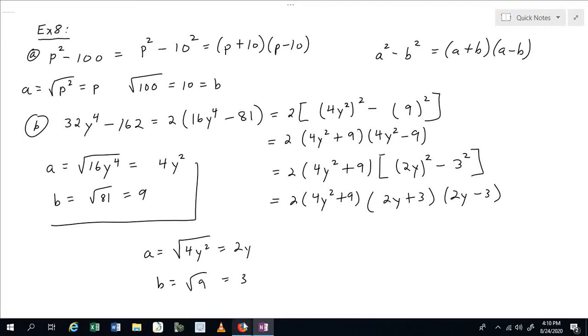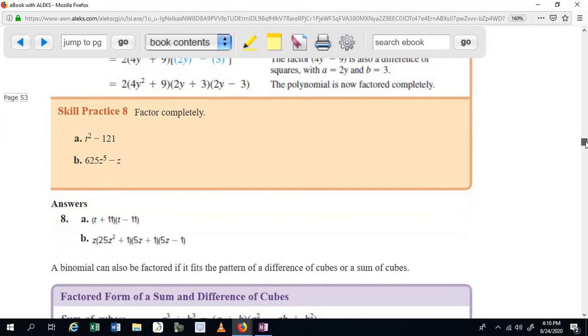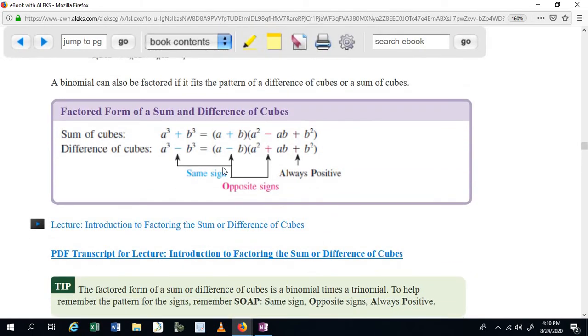Okay, so then the next thing we're going to look at is the special case when you have the sum of cubes and the difference of cubes. So if you have a cubed plus b cubed, that factors into a plus b times a squared minus a times b plus b squared.